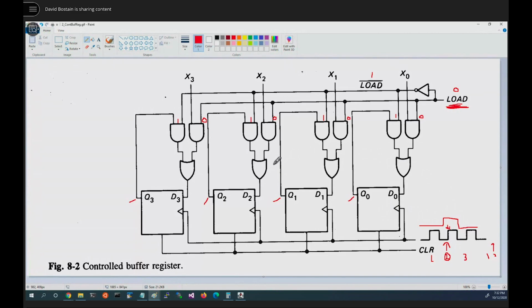So this is called a controlled buffer register, and it allows us now to say, on a particular given clock, if I can determine when that is, I can put a load signal up that says pass X through to D, and on all the other clocks, recycle Q back to D so the value of Q remains the same. And also, if I ever want to just make it all zeros, I can assert clear. Anybody have a question about that?